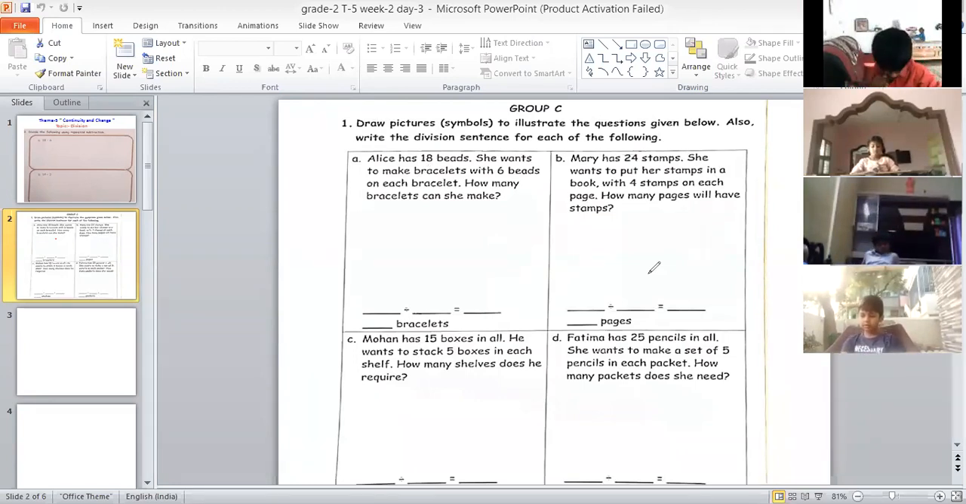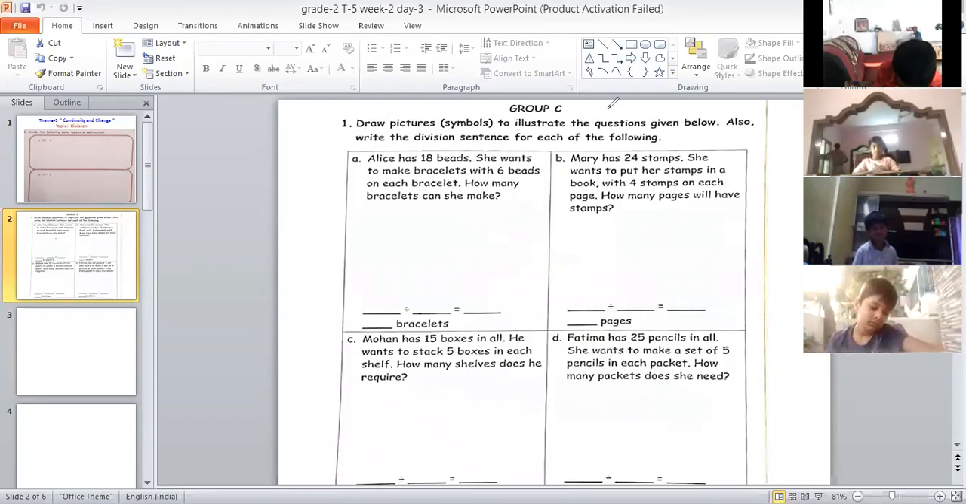Alice had 18 beads. She wanted to make bracelets with 6 beads on each bracelet. How many bracelets can she make? Okay, Akshat, thank you so much. Thanks for reading this question.